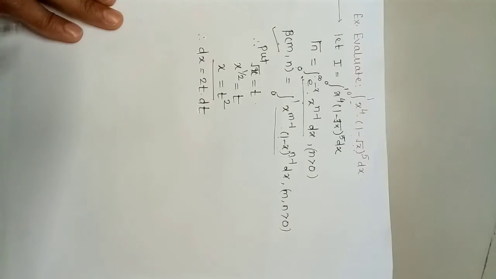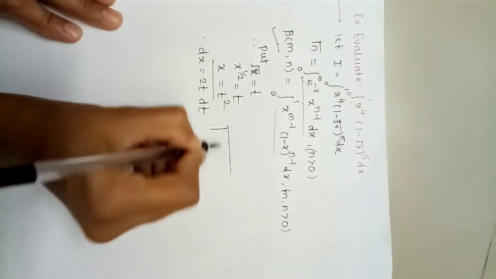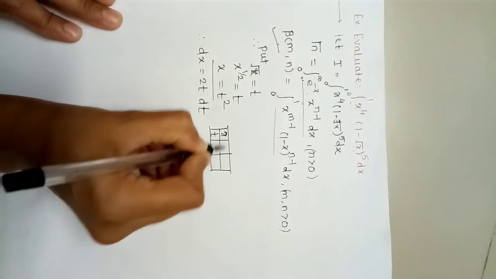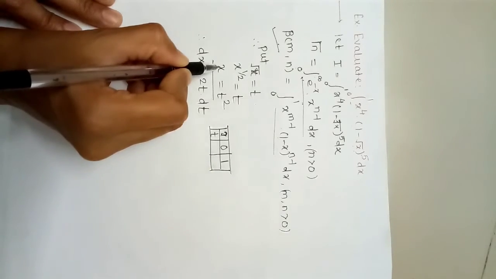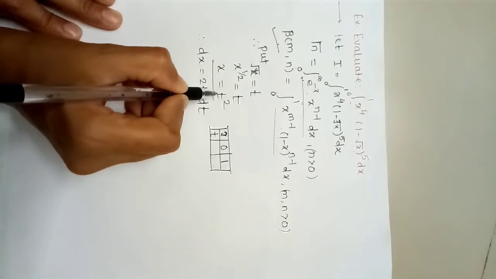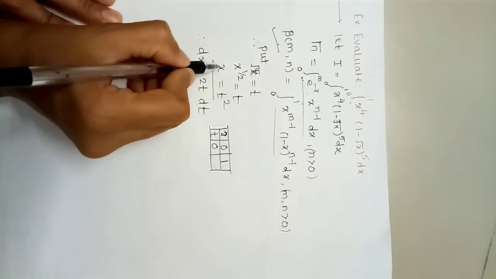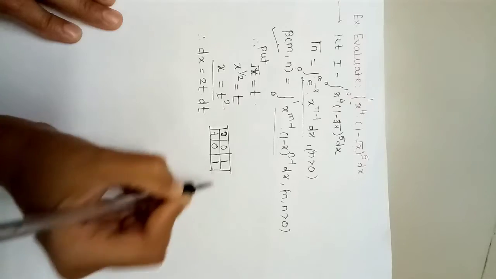Okay, now we have to check the limit of this, x varies from 0 to 1. When x is equal to 0, that means put here x is equal to 0, then t becomes 0. And when x is equal to 1, put here x is equal to 1, then t will become 1.